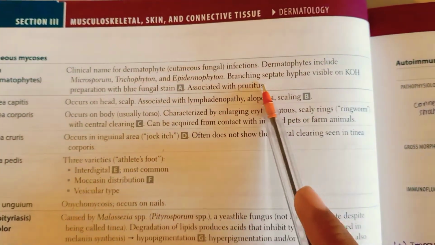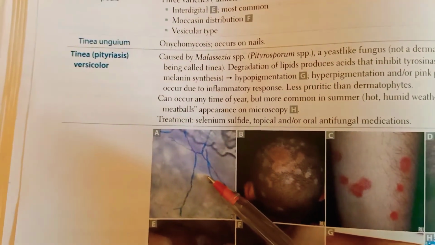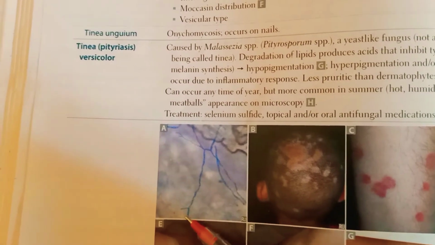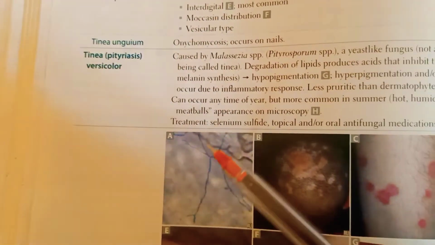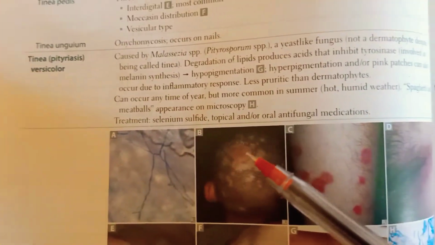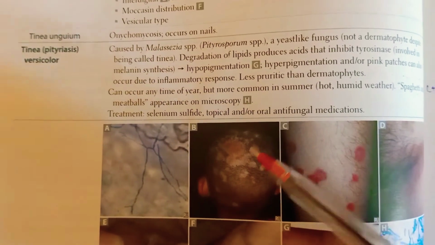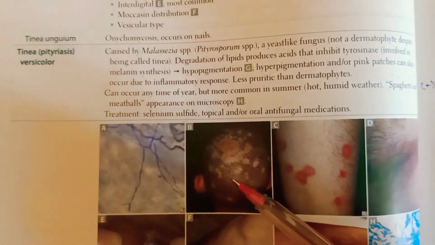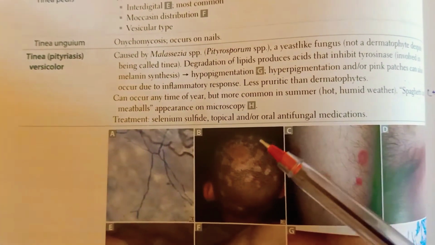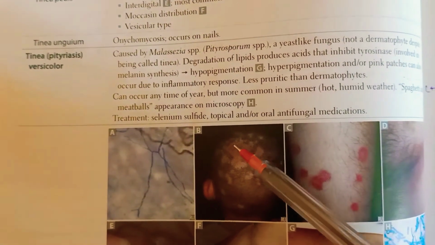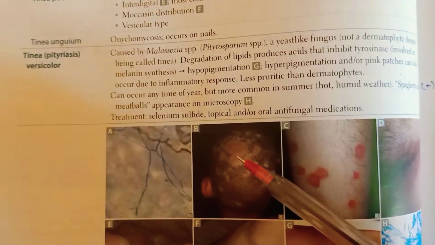So branching septate hyphae are visible on potassium hydroxide preparation with blue fungal stain. You can see this blue color, it's a fungal stain. It's associated with pruritus. Next, coming to Tinea capitis. In the name itself you can see capitis. Capitis means involving head or scalp. Associated with lymphadenopathy, alopecia, you can see loss of hair and some scaling of skin.